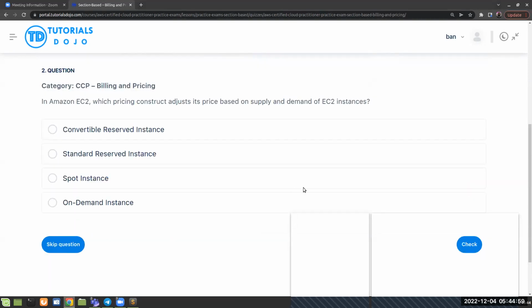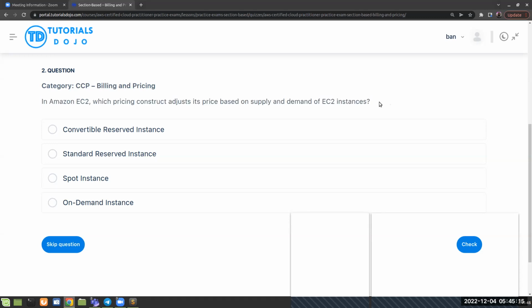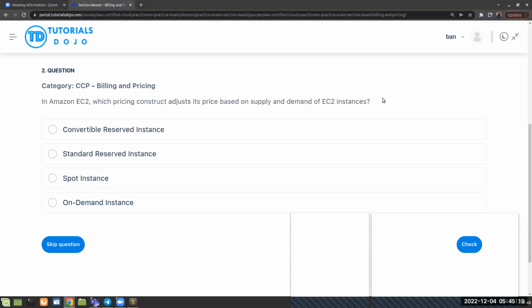So the next question will be for you, Maureen. Just try this as well. In Amazon EC2, which pricing construct adjusts its price based on supply and demand of EC2 instances? So what's key here in this question? The key point.